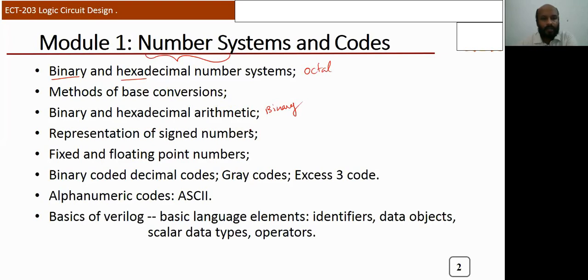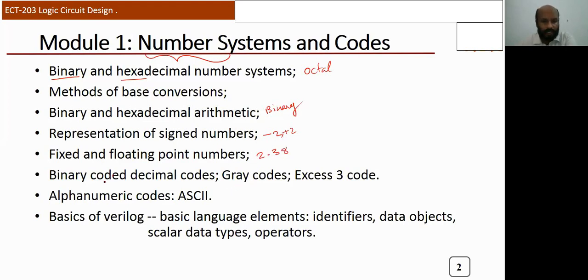Another area we are focusing on in the first module is how we can represent signed numbers. What is the difference between representing a negative number and a positive number, for example -2 and +2? What's the difference? Another thing is the representation of the fractional part. If it is a whole number or a fractional part, what's the difference?